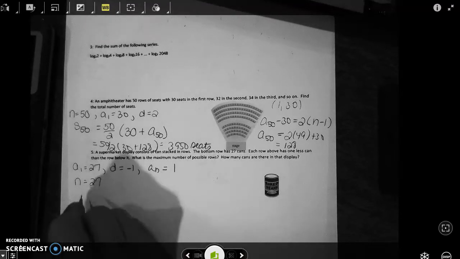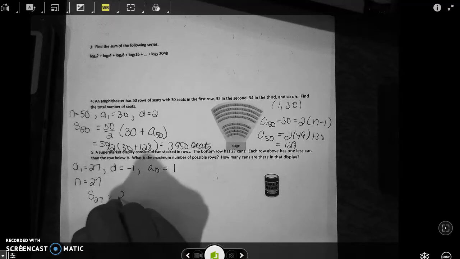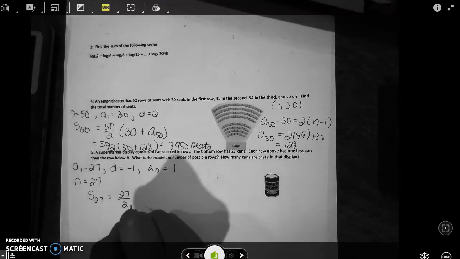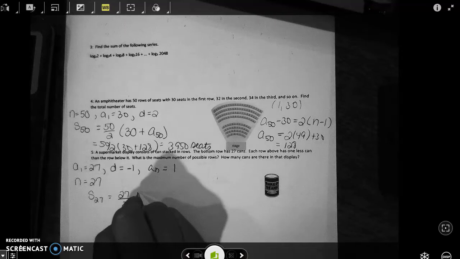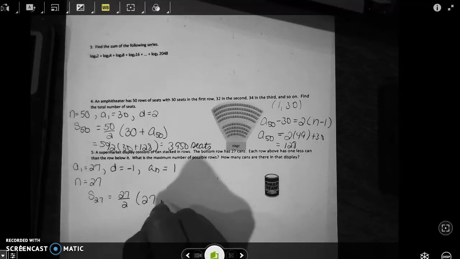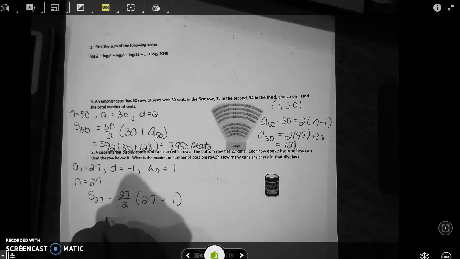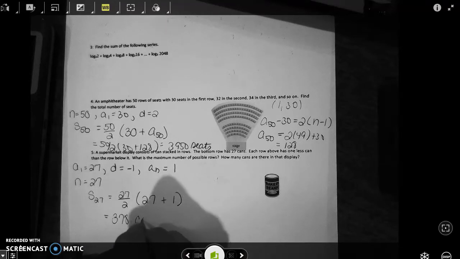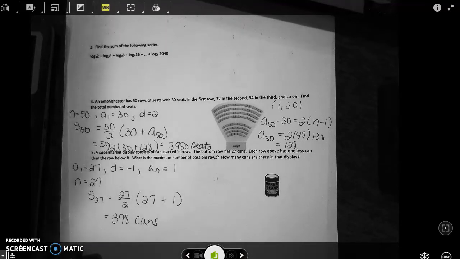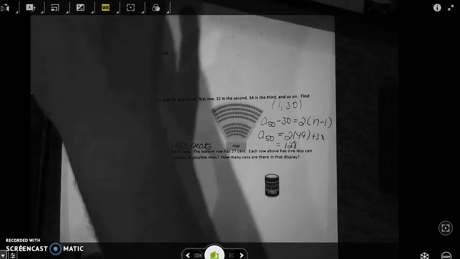So now it says how many cans are there. So I'm finding S sub 27. So 27 over 2 will give me the number of pairs. A1 is 27, and the 27th term is 1. And so when we calculate that, that means there's 378 cans in all in our display.